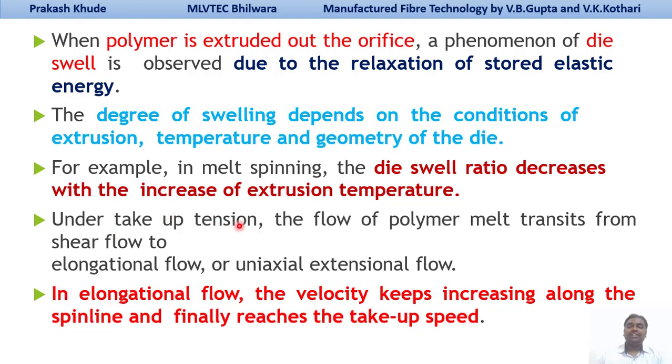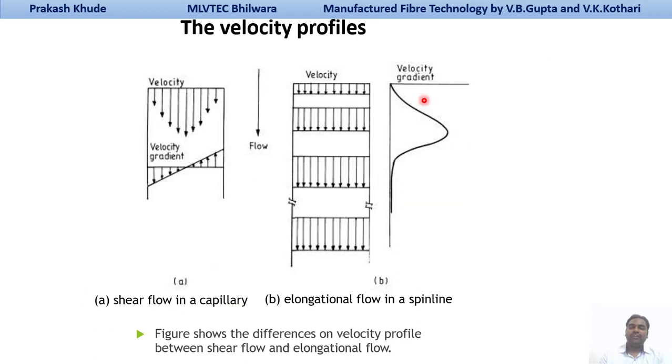So under take-up tension, the flow of polymeric melt transitions from shear flow to elongation flow, or uniaxial extensional flow. In elongation flow, the velocity keeps on increasing along the spin line, as we have already seen. As the velocity increases along your spin line, it finally reaches the take-off velocity that we have seen here. The velocity increases as it goes downward along the spin line.